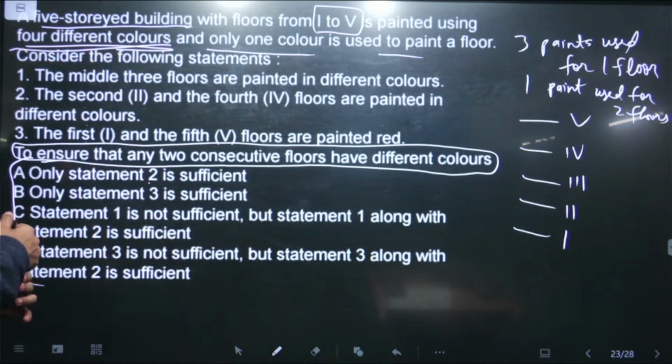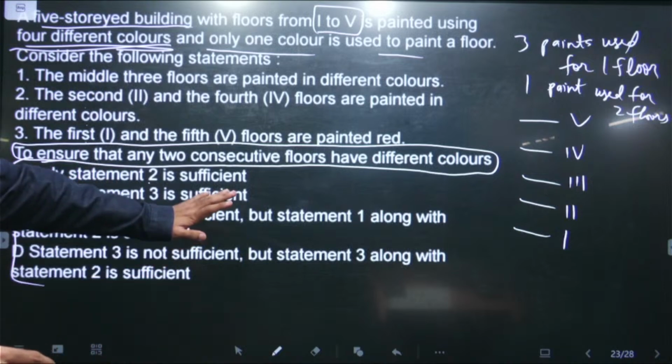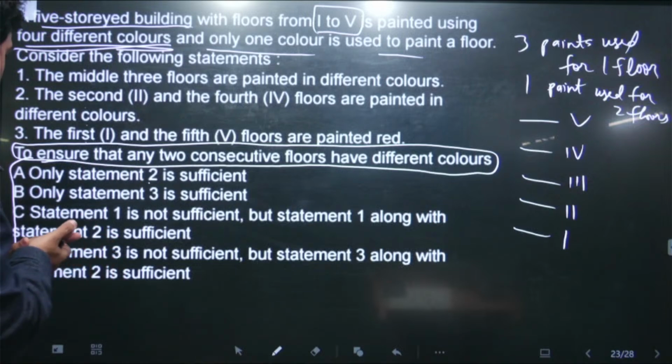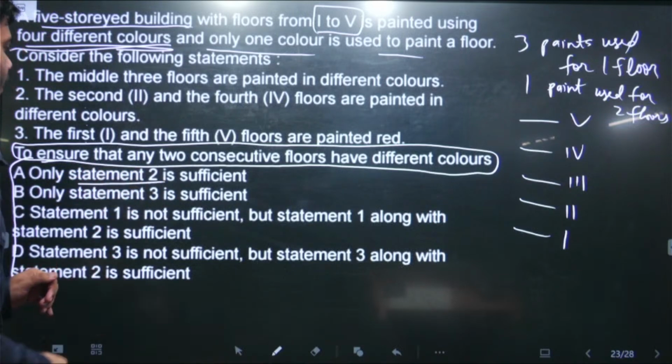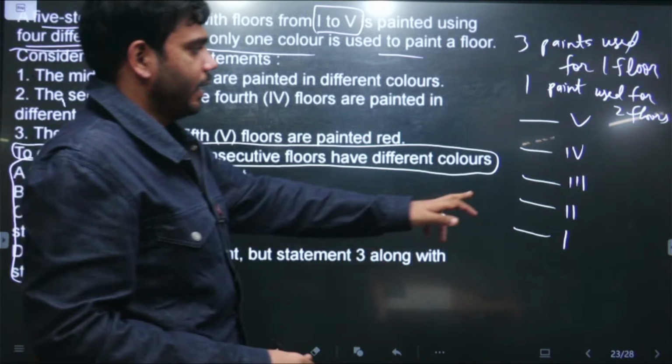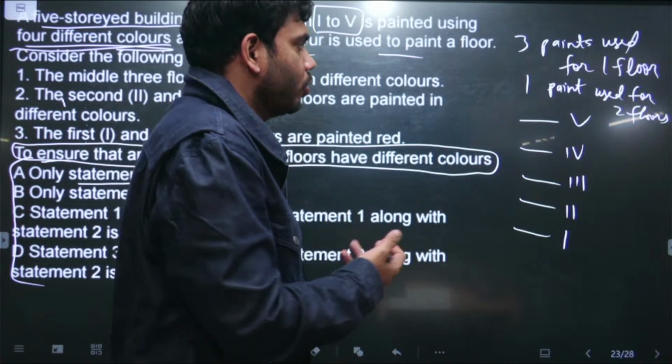अब इसमें the options are saying कि सबसे पहले तो हमने बोला कि we will look at those options in which the minimum number of statements are being used. Option number A is saying कि only statement 2 is sufficient. So statement 2 is saying the second and the fourth floors are painted with different colors. इससे तो कुछ पता नहीं चला.